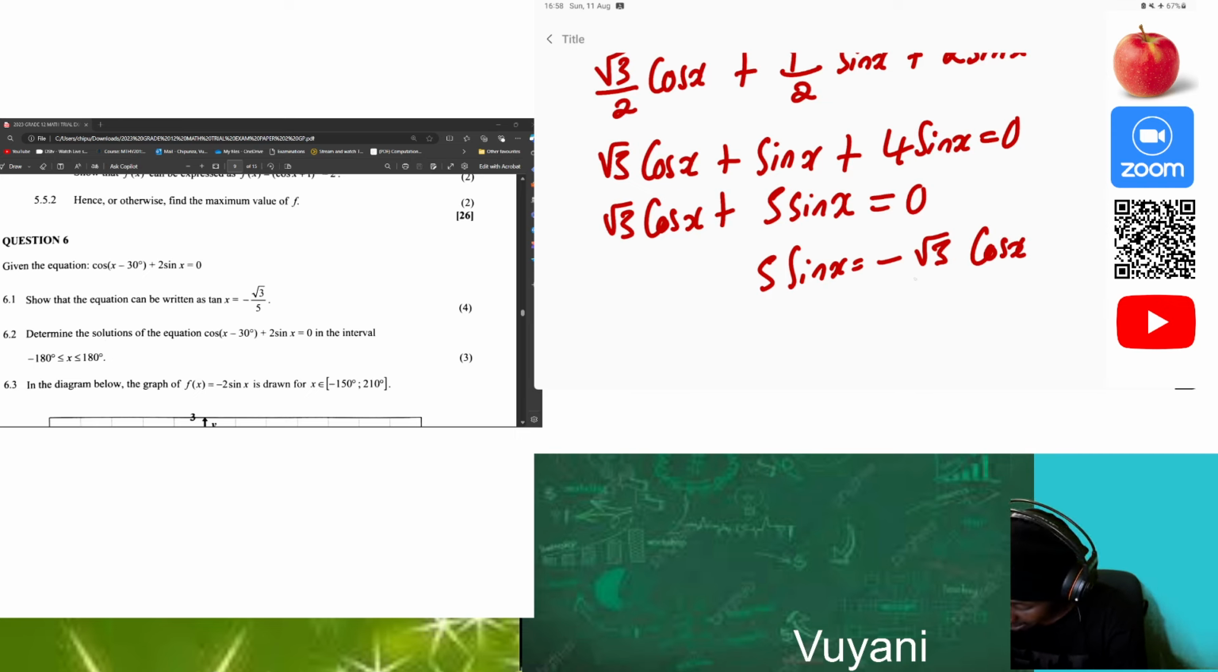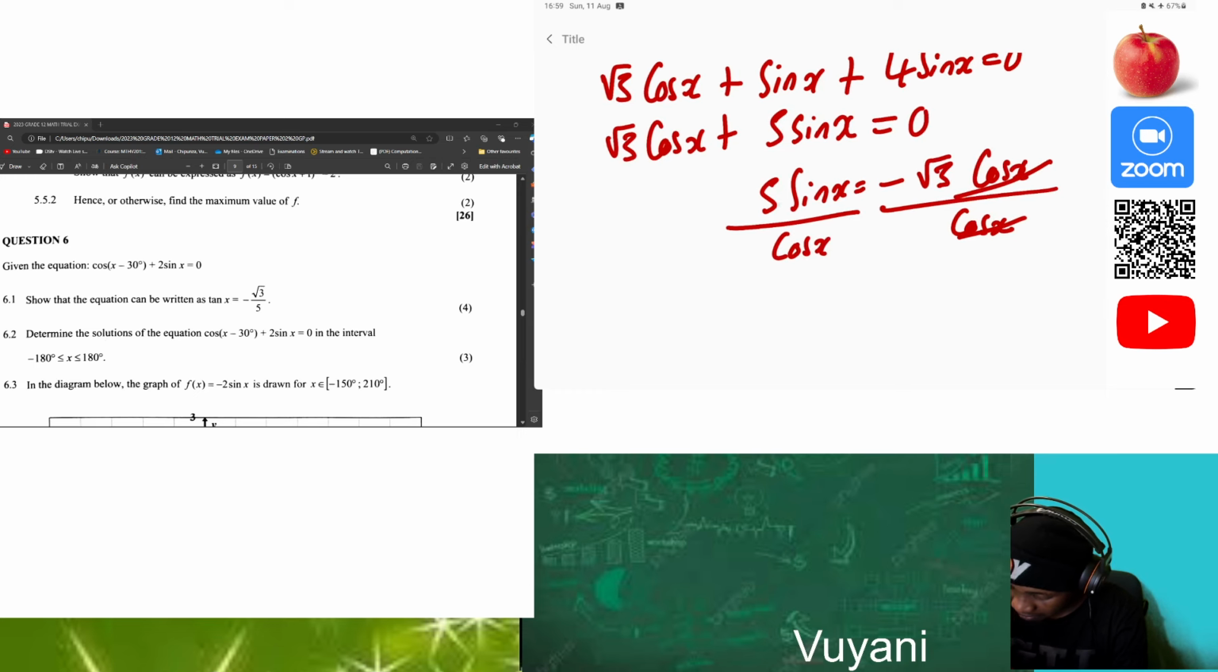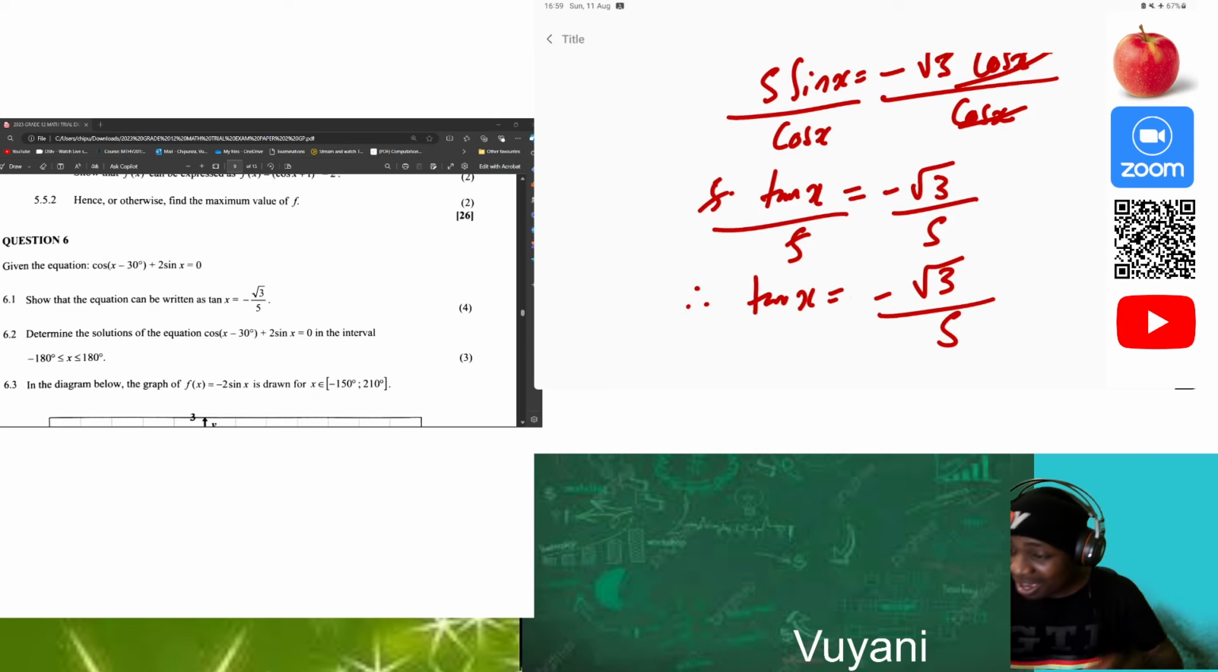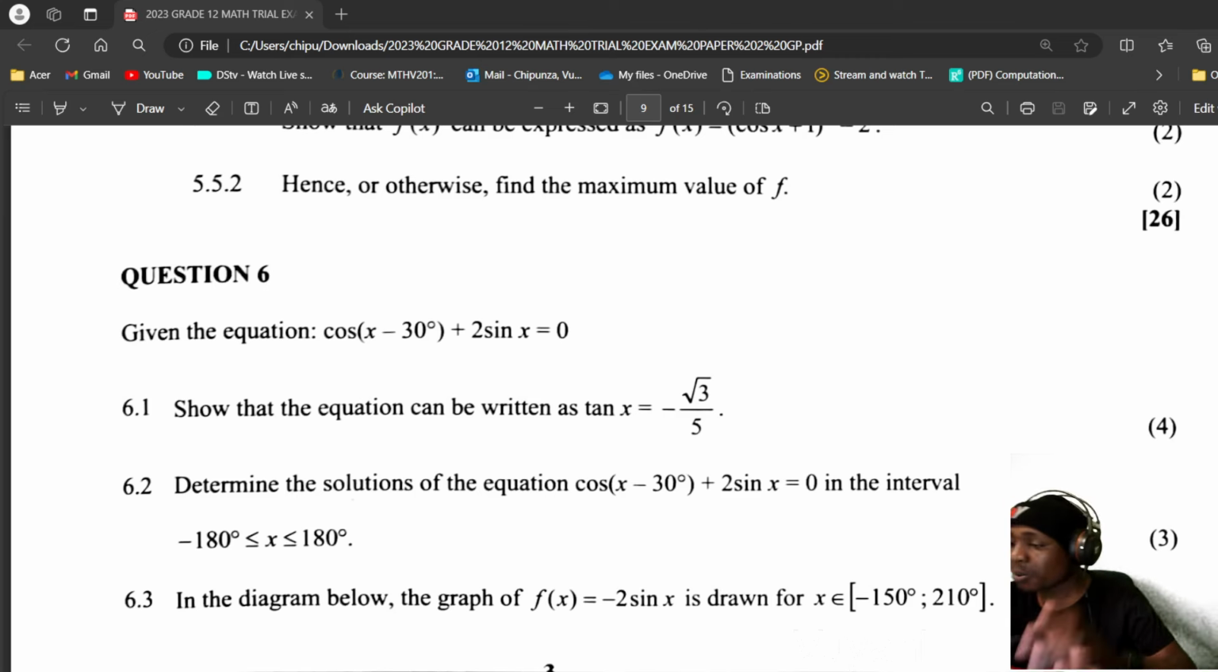Then if we divide both sides by cos of x, we'll be having 5 times tan of x equal to negative root 3. We divide by 5 on both sides, and we are therefore having our tan of x, which is equal to negative root 3 over 5. Wow, guys. Let's check it first. Oh my word, I'm so excited. So we can see that tan x is equal to negative root 3 over 5.